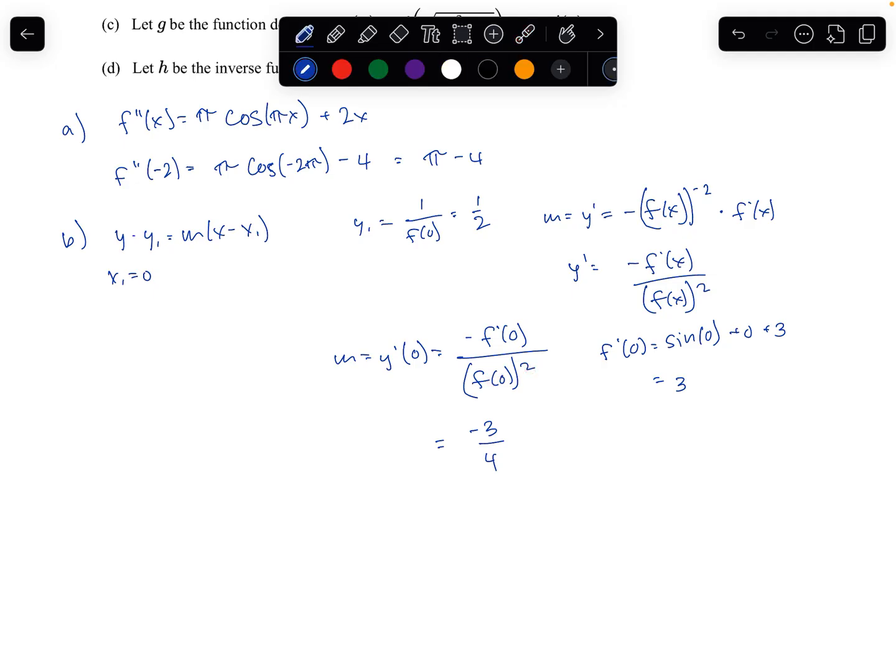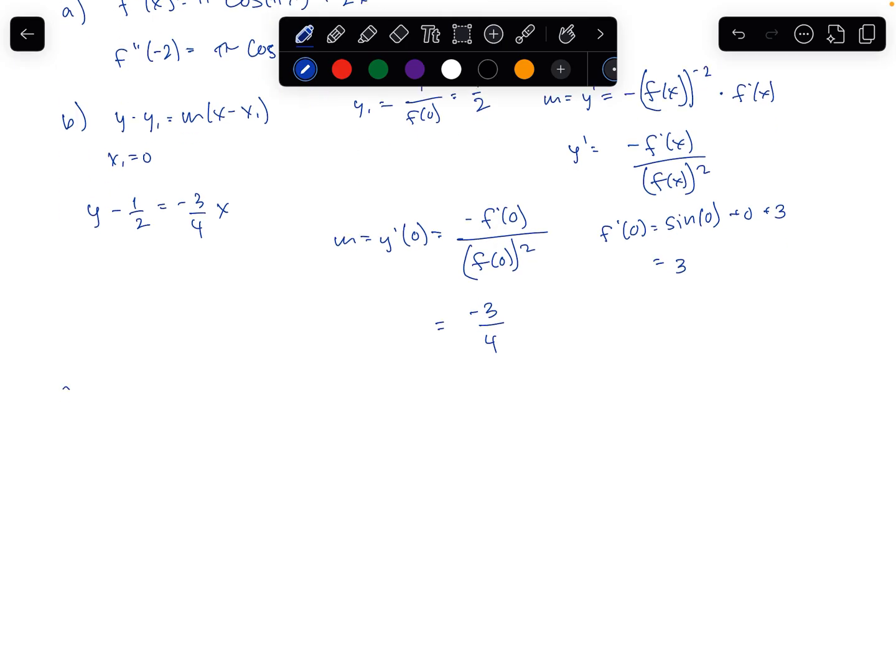So our equation is this. So y minus a half, because that's what we have for y1, equal to negative 3/4, because that's what we had for the slope right here, and then times x, since x1 is 0. So I think we can leave our answer like that. At least I'm going to leave it like that.